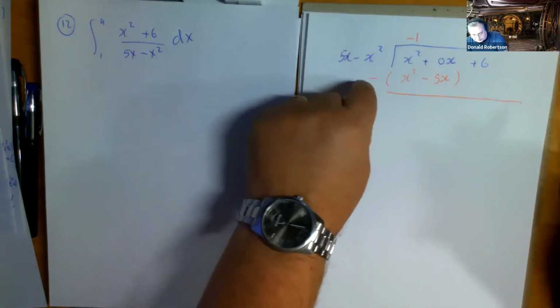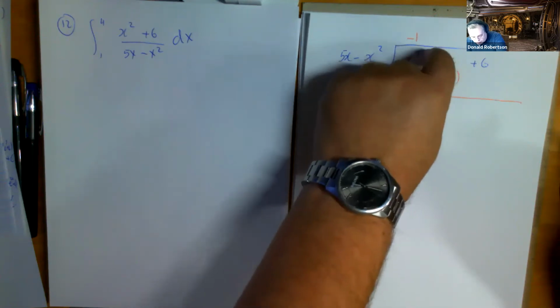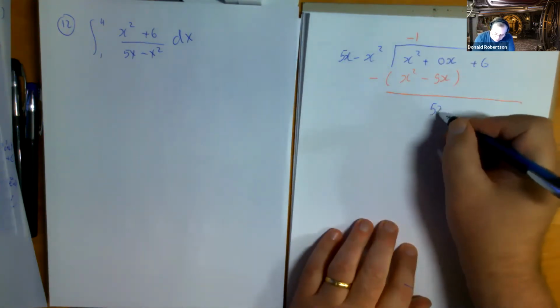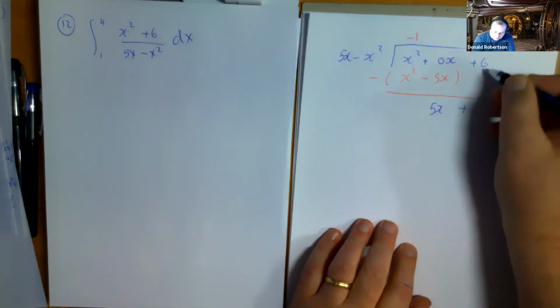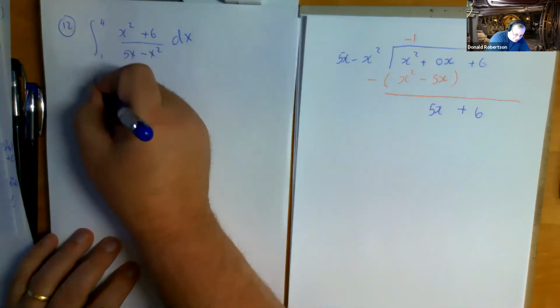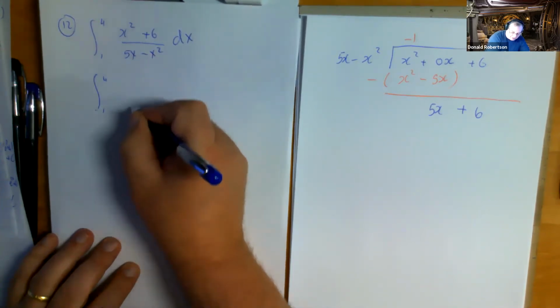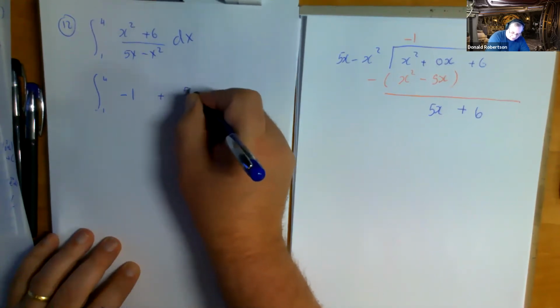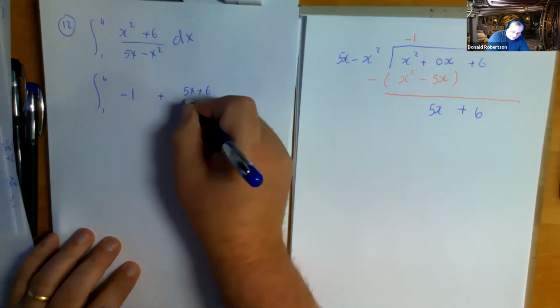x squared, take away x squared, gone. No x's, take away negative 5 gets me positive 5x. 6 take away nothing gets me 6. Which means that this fella here is actually negative 1, the quotient, plus the remainder.